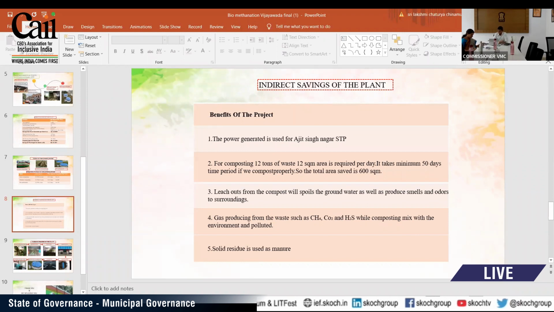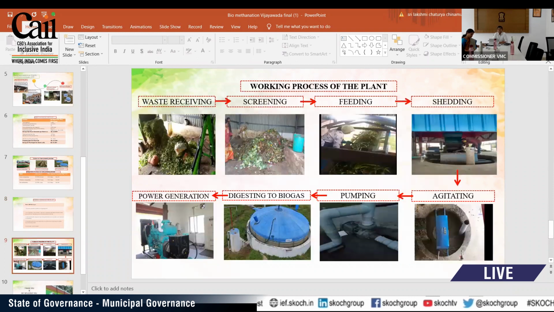My last slide, basically what we exactly do in the biomethanization process is: once the waste is received, it is screened for any non wet waste. Basically, any dry waste, if it comes, it is screened for that. After that, it is fed into the shredder. Once the shredding is done, it is put into the agitator. After the agitator, it is pumped into the digester. In the digester, it will be staying there for 10 to 15 days, as I have already explained in the last slide.